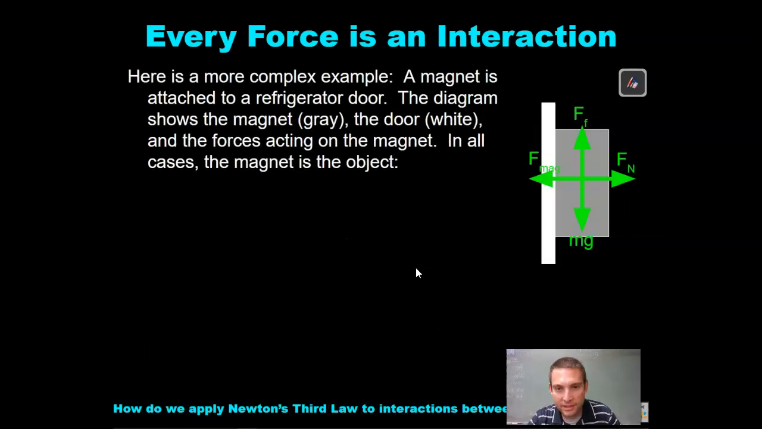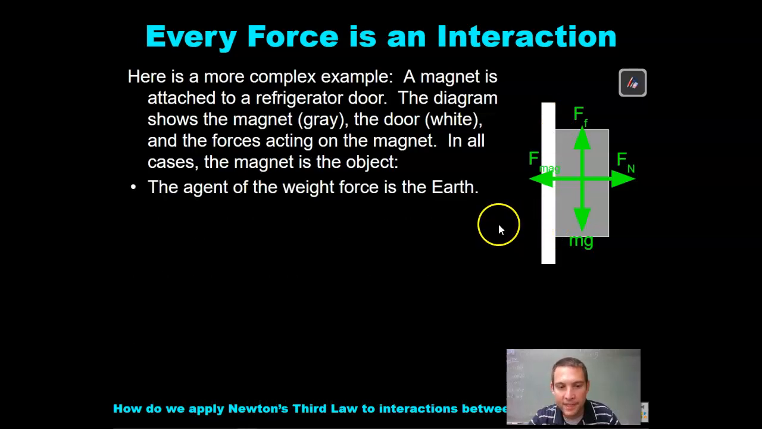Here's a more complex example. A magnet is attached to a refrigerator door. The diagram shows the magnet, which is gray, on the door, which is white, and the forces are acting on the magnet. In all cases, the magnet is the object.